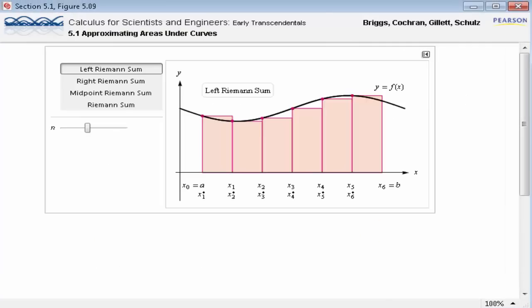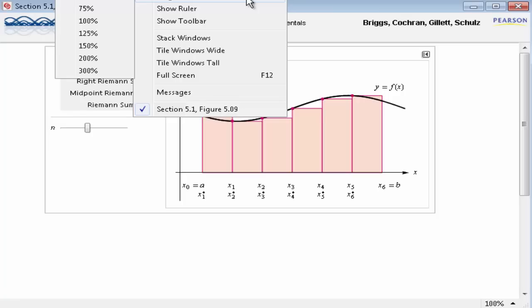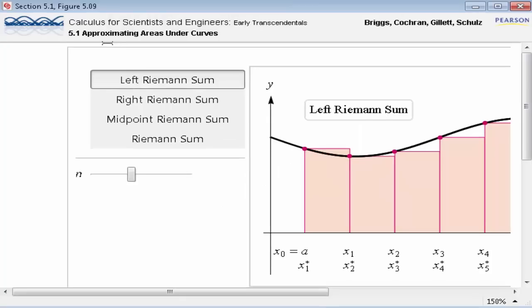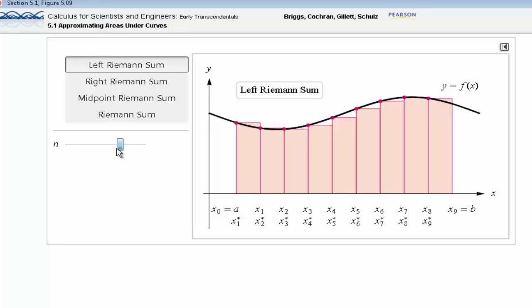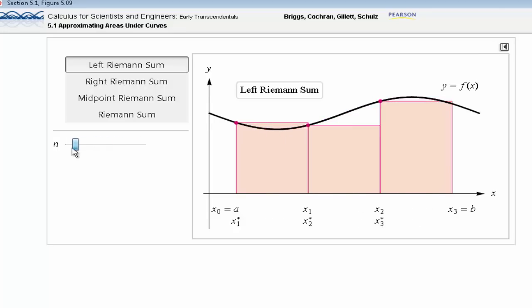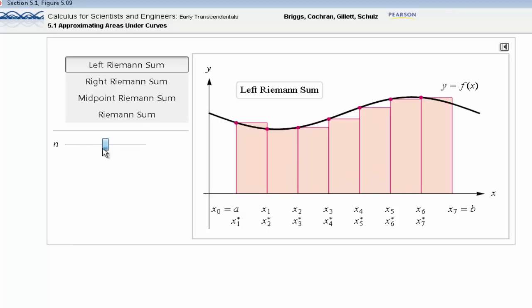So this is one of those beautiful pictures from your book. How many of you have used the beautiful pictures out of your book? You should do this. If you go in my math lab and you click on your book, you can actually go in there and play with it. So for example, here I have left Riemann sums. I can have lots of rectangles. I can have a few rectangles. Figure out what in the world's going on.